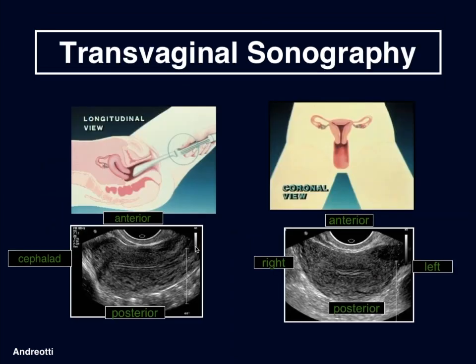We can see here the image when we place the probe within the vagina. We can see a sagittal view of the uterus, cephalad on this side, posterior below the uterus, anterior above the uterus, and in the transverse view, which is actually the coronal view of the pelvis, once again, right is on this side, left is on this side, as we would see imaging with any modality, anterior usually on top, posterior below, as long as the uterus has its fundus pointing anteriorly. And we will discuss this particular problem later in the talk.